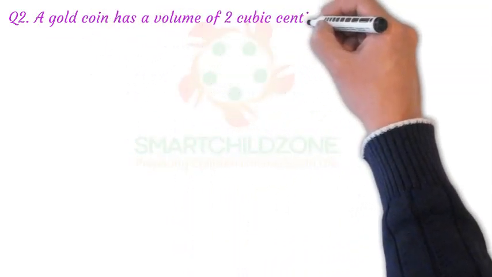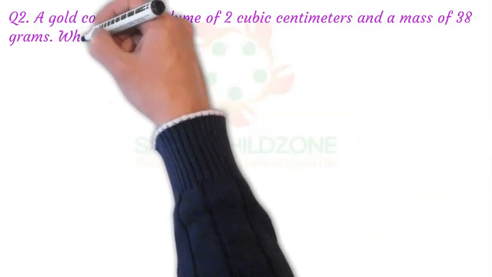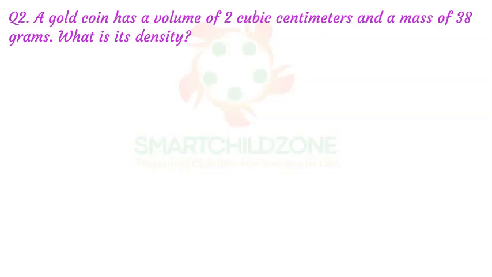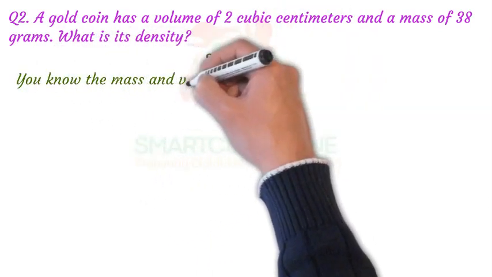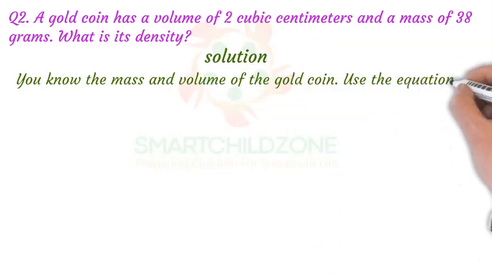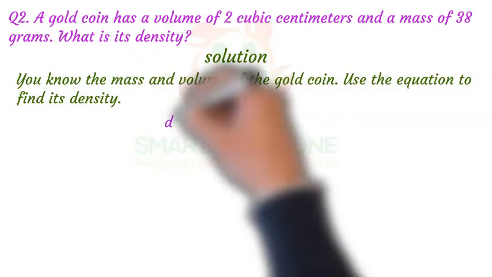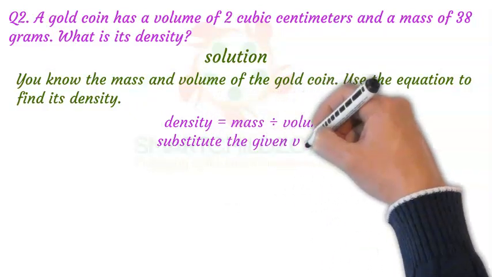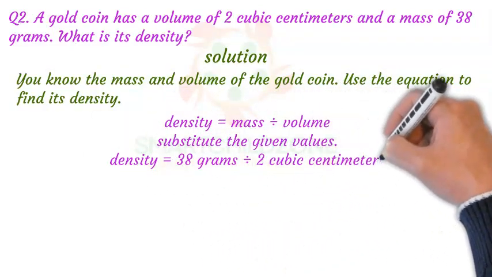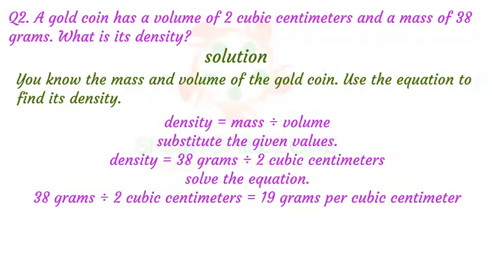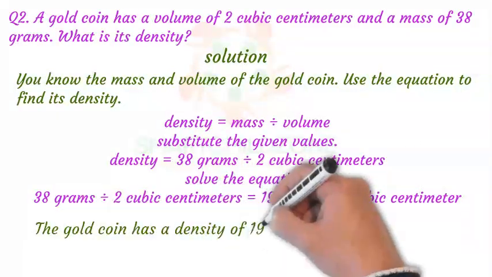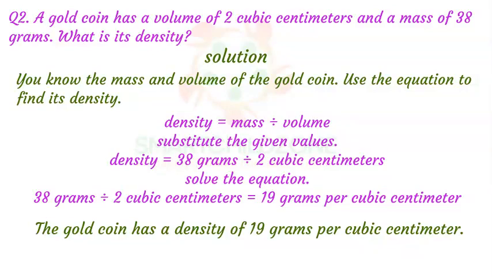A gold coin has a volume of 2 cubic cm and a mass of 38 grams. What is its density? First, replace mass and volume with the given values. Then, solve the equation. The gold coin has a density of 19 grams per cubic centimeter.